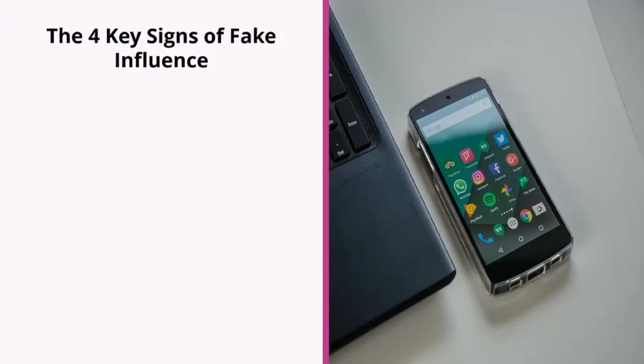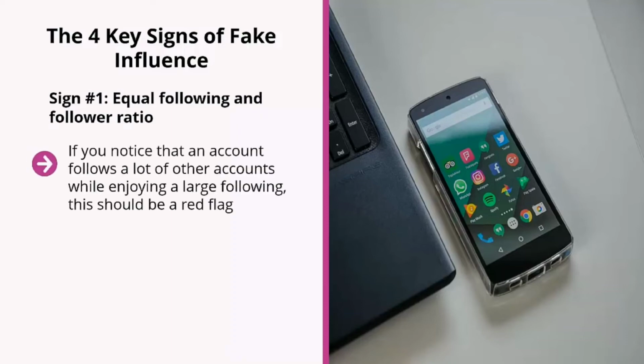The 4 key signs of fake influence. So how do you know that you're dealing with a real influencer? After all, real influence means actual conversions. There are 4 telltale signs of fake Instagram influence. Sign number 1, equal following and follower ratio. If you notice that an account follows a lot of other accounts while enjoying a large following, this should be a red flag. Chances are they just followed a lot of accounts, so these other accounts would follow them back. Those people may be real, but they're not interested in what this account is posting because they're just following back out of courtesy. That's fake influence.